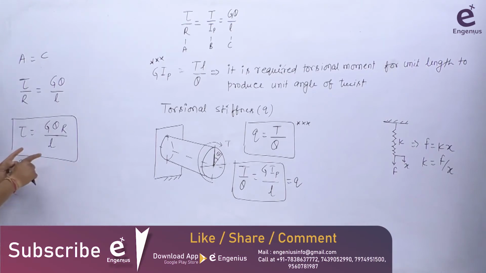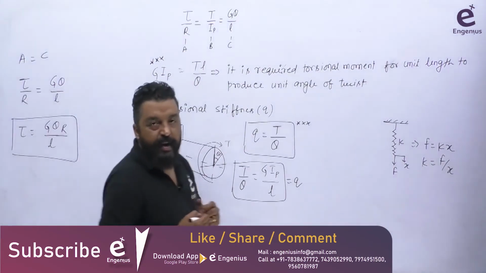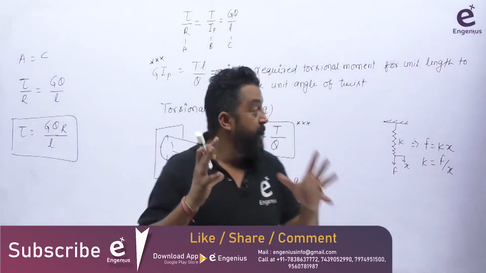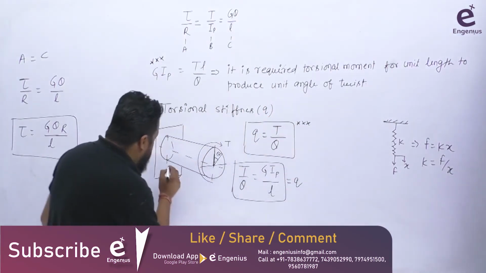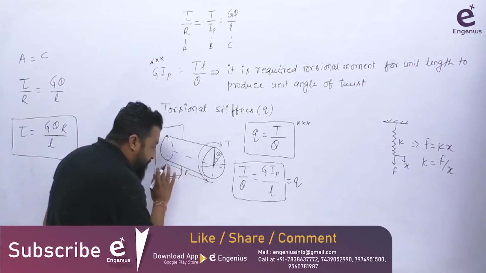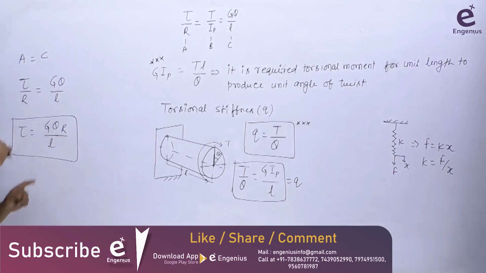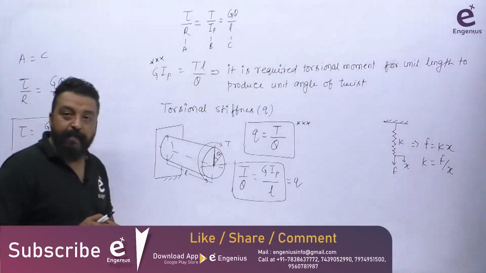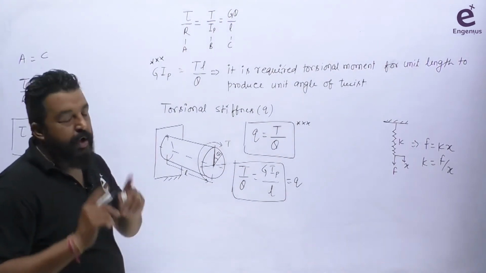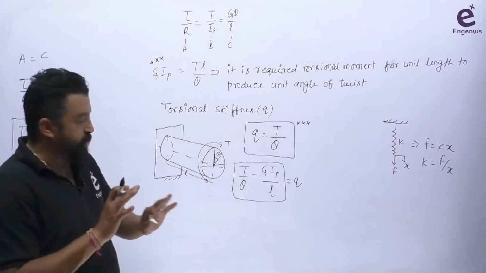But the confusion is what? In this formula you will see that tau is inversely proportional to L. Tau is inversely proportional to L. Means you can assume if length increases, according to this formula, it is suggesting that the shear stress in the shaft is going to decrease here. So the shear stress inside the shaft will decrease? No, absolutely wrong. Nothing like this happens.